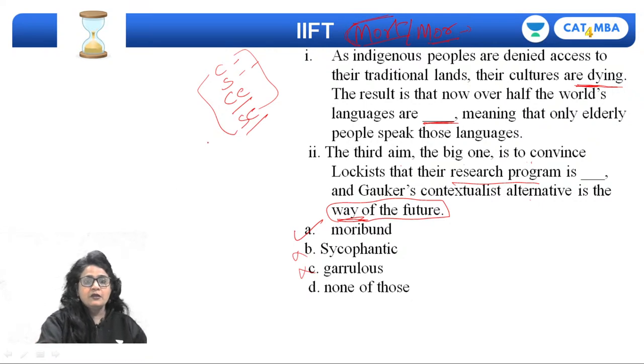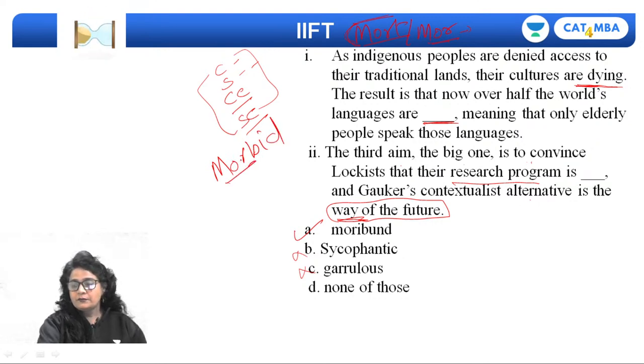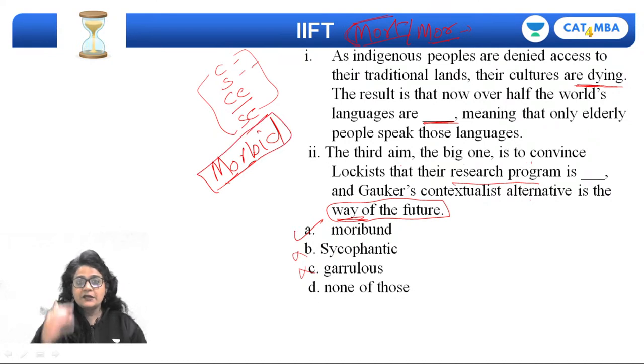So moribund patient. Morbid, you must have heard that too. That's also related to this root only, morbid. So morbid is death-like, gloomy, sad. Something which is just opposite of cheerful, that is morbid. Morbid is also deadly. Fine? So the answer here is moribund. Okay?